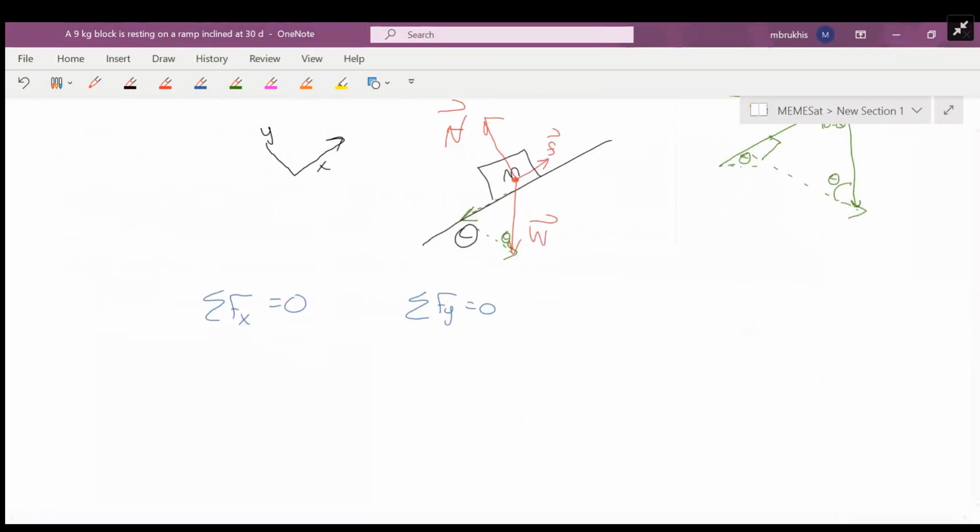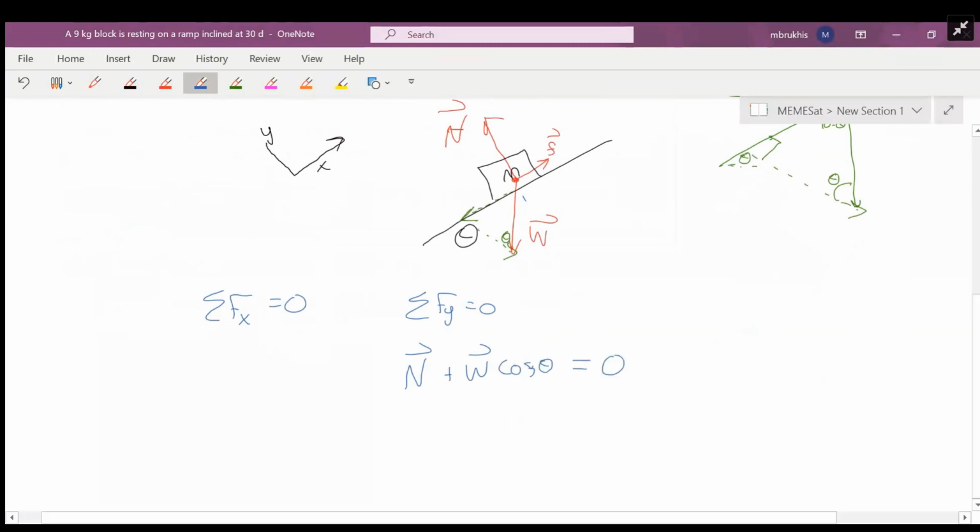So what forces are in the y direction? We have the normal force, which points upwards, which is a positive direction, plus the weight, which points, it's actually a component of the weight. The component that points along the y direction is this component over here, which is the weight times the cosine of theta. And we know that this is going to sum to 0.